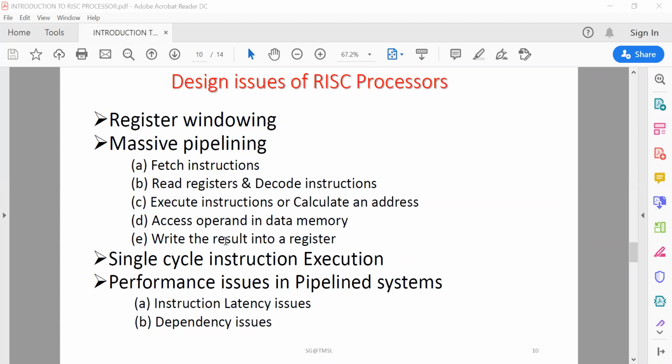Then single cycle instruction execution is there. In a typical pipelining RISC design, each instruction takes one clock cycle for each stage, so the processor can accept one new instruction per clock. Pipelining doesn't improve the latency of the instructions, meaning each instruction still requires the same amount of time to complete, but it does improve the overall throughput.